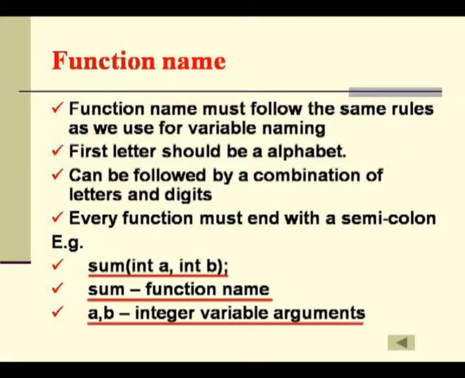Sum is the name of the function. Int a and int b are the integer variables or arguments. They are of type integer. So, this is how a function name should be declared.